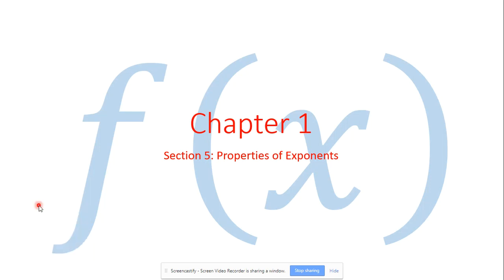Welcome back to the fifth section of Chapter 1. Here we're going to be looking at the properties of exponents. These are ones where they're very, very similar to each other. There's going to be a lot of names. The nice thing about these properties is that you need to know the property and how it works way more than remembering what the actual name of the property is called.